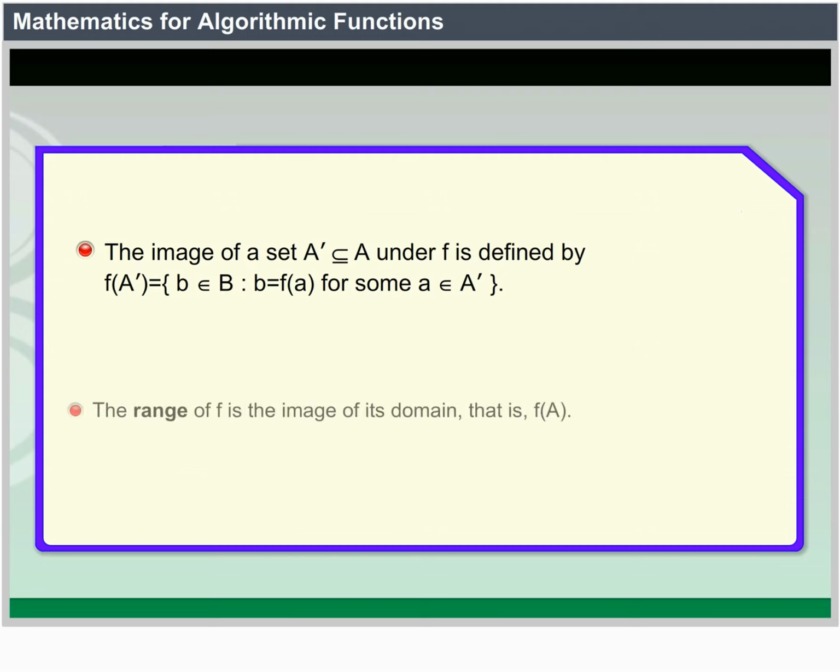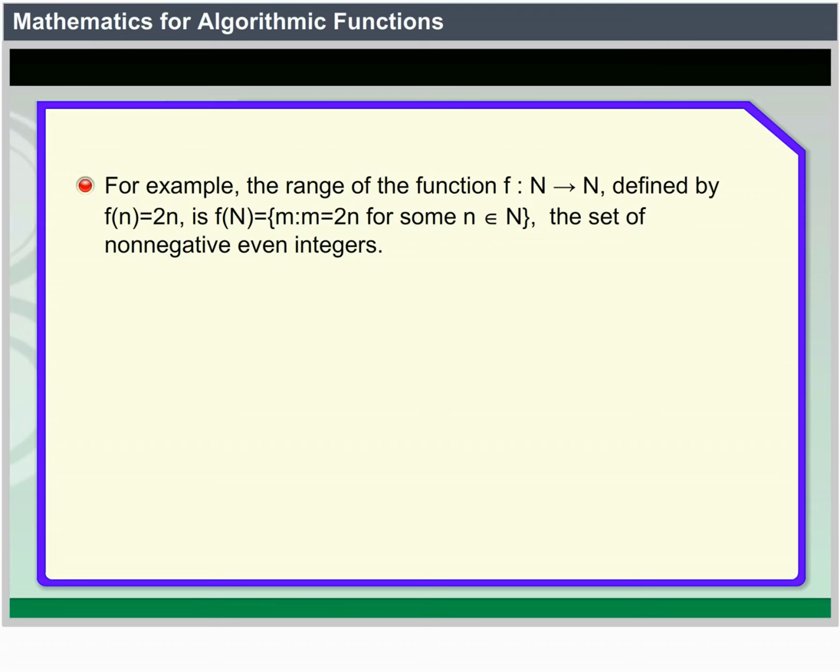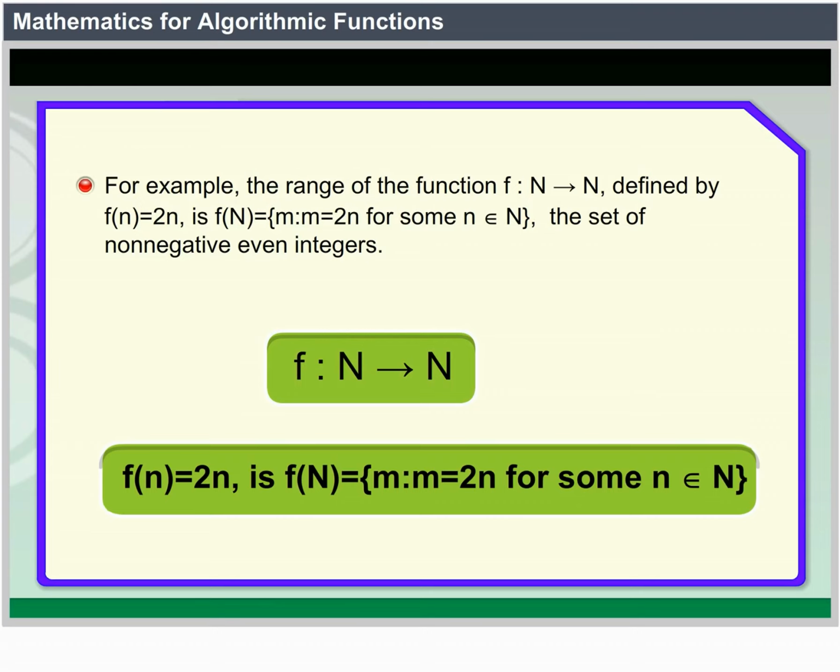The range of f is the image of its domain, that is, f(A). For example, the range of the function f: N → N defined by f(n) = 2n is f(N) = {m such that m = 2n for some n ∈ N}, the set of non-negative even integers.